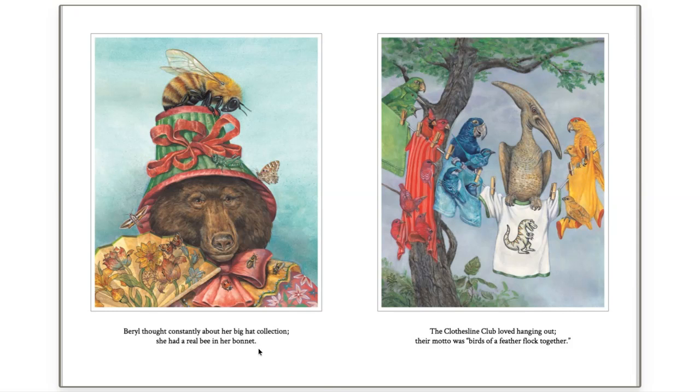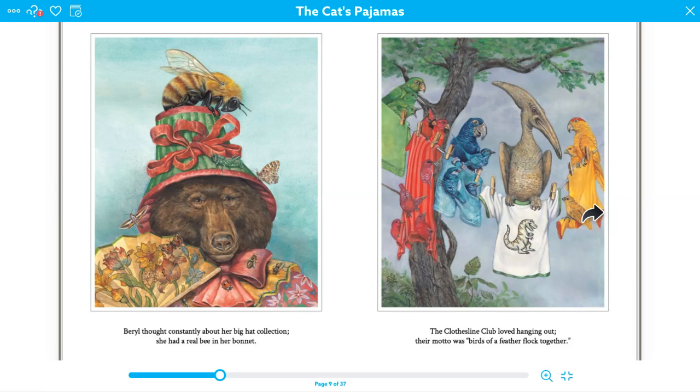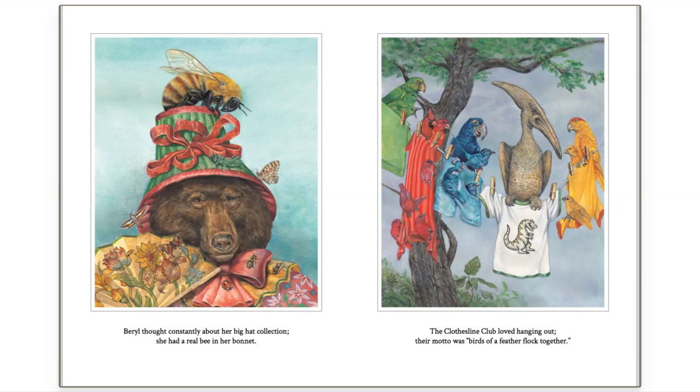Let's try again with this page. The Clothesline Club loved hanging out together. Their motto was, birds of a feather flock together. All right, so the phrase is birds of a feather flock together. That is our figurative language phrase.